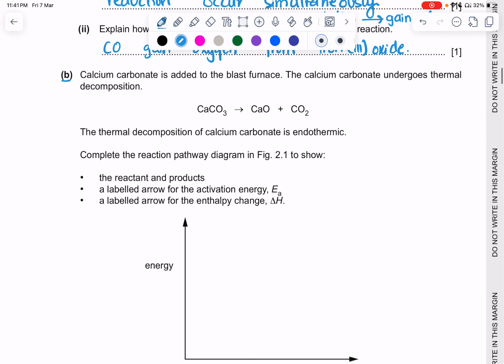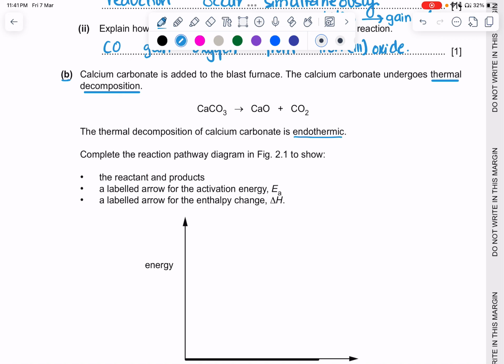Part B. Calcium carbonate is added to the blast furnace and the calcium carbonate undergoes thermal decomposition. The thermal decomposition of the calcium carbonate is endothermic. So endothermic is a type of reaction in which energy is absorbed, or in terms of bond breaking or bond forming, we can say it's bond breaking. In terms of reactant and product energy, we can say that product energy is greater.